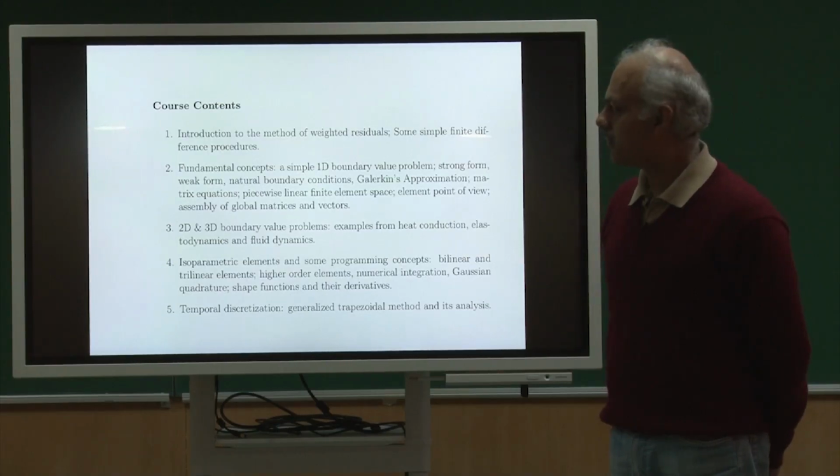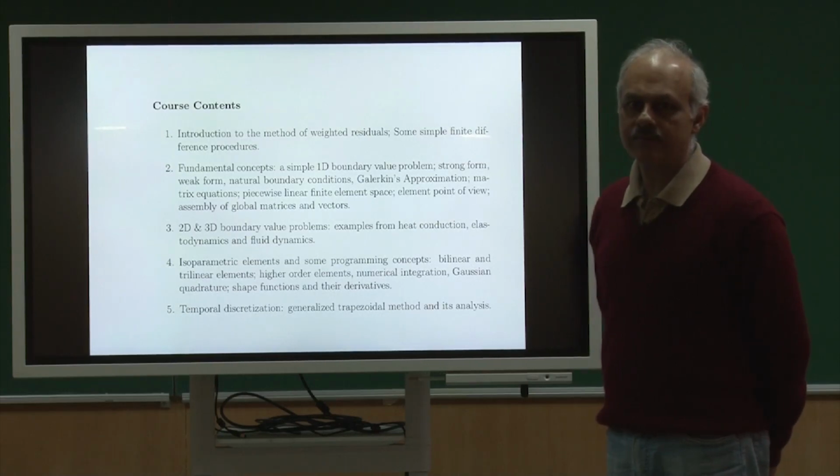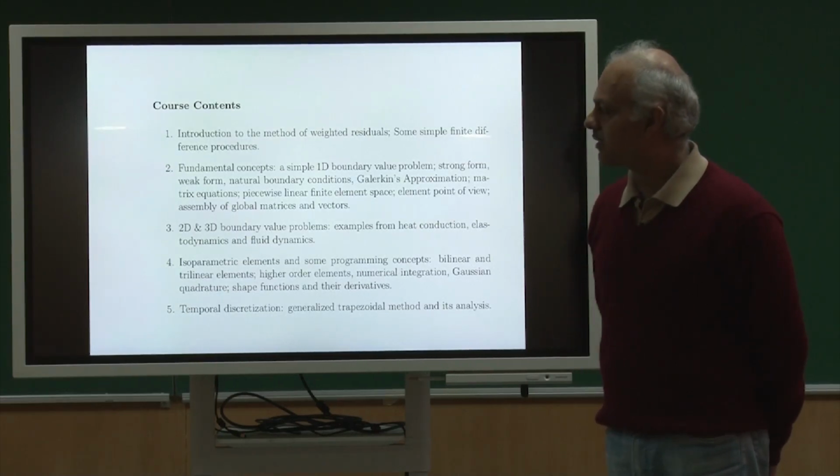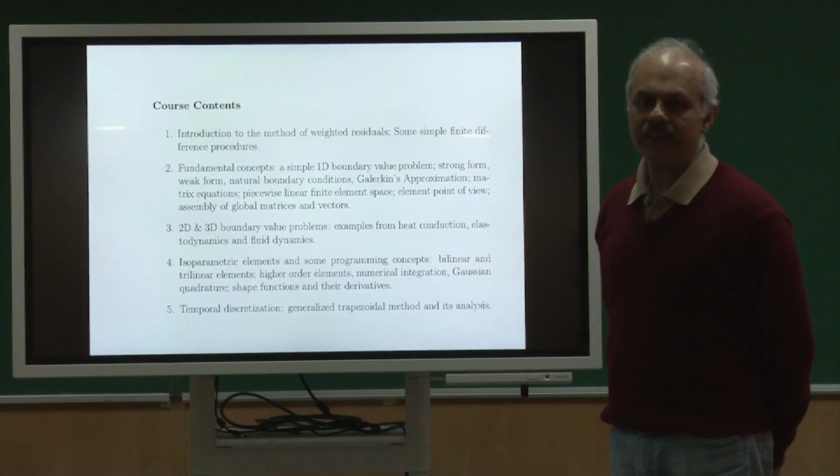So what we are going to look at first is a small toy problem. In fact, it will not be a partial differential equation, it will be a very simple ordinary differential equation.